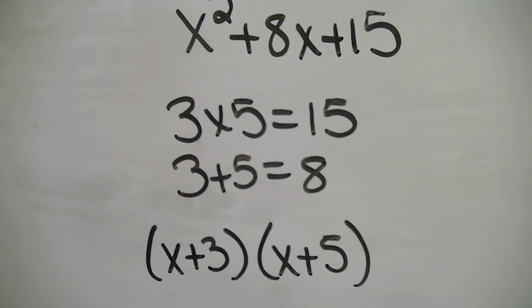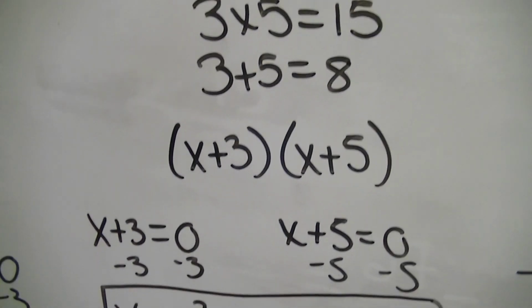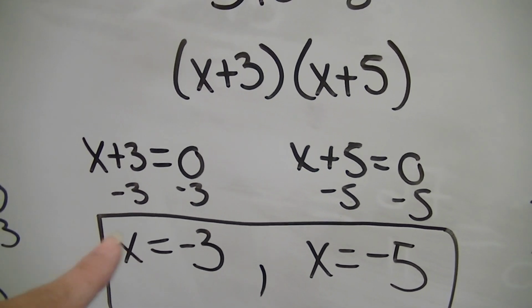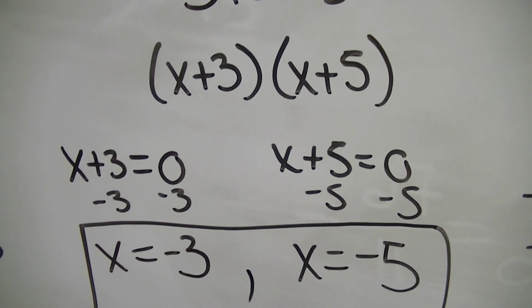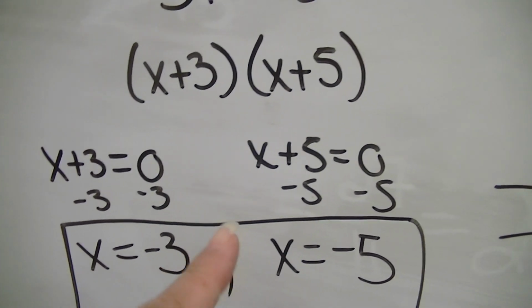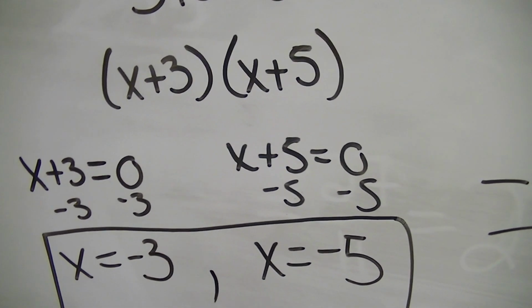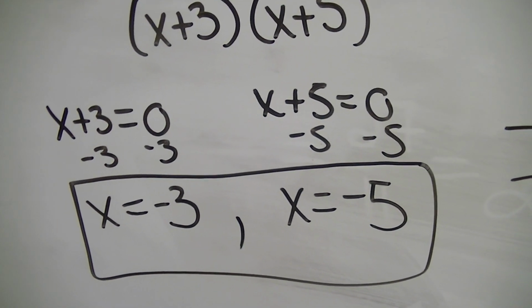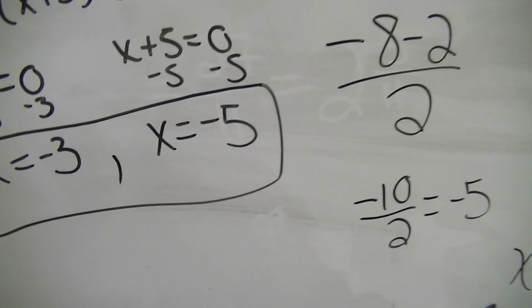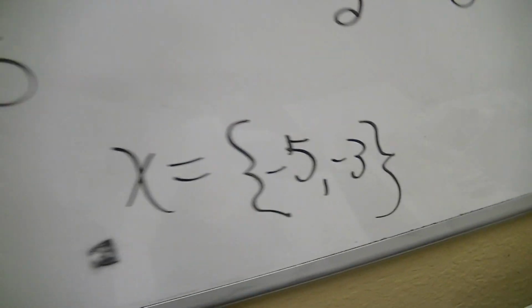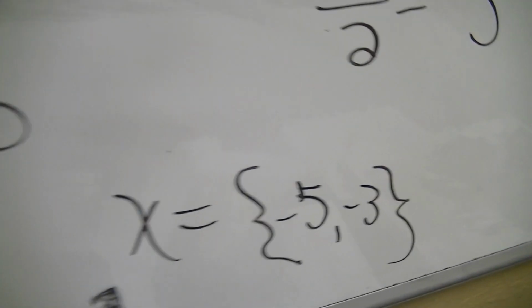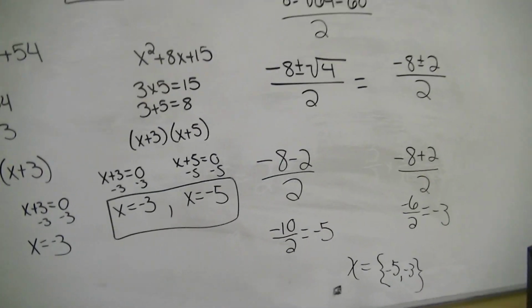But remember, when we're completing the square, we gotta make both of those equal to 0. So when we say x plus 3 equals 0, we take our -3 to both sides. That means x is -3. Or we take x plus 5 equals 0, do the opposite, which is -5 for both sides, till we get the result of x equals -5. And if we look over here, that's the same answers. So no matter which way you do it, you should get the same answers.